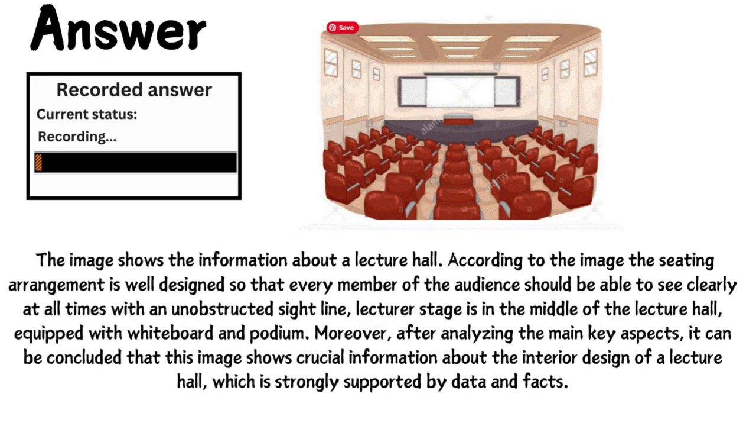The image shows the information about a lecture hall. According to the image, the seating arrangement is well designed so that every member of the audience should be able to see clearly at all times with an unobstructed sight line. The lecturer stage is in the middle of the lecture hall, equipped with a whiteboard and podium. Moreover, after analyzing the main key aspects, it can be concluded that this image shows crucial information about the interior design of a lecture hall, which is strongly supported by data and facts.